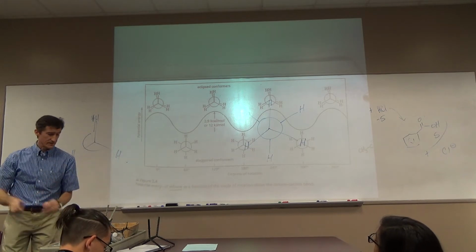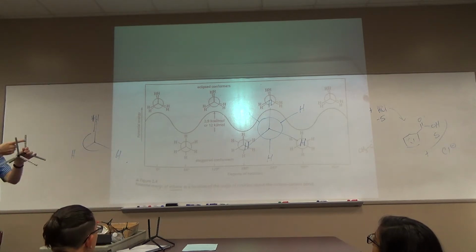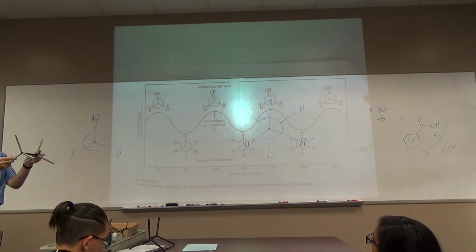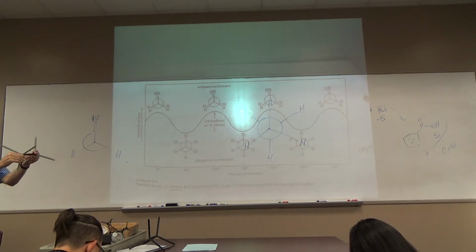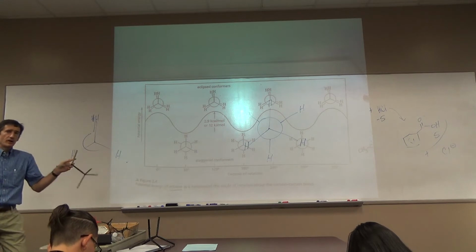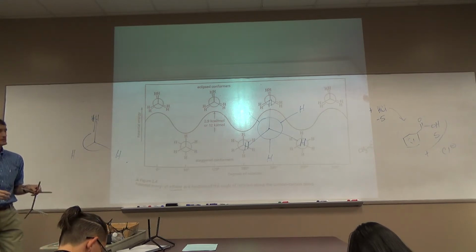Eclipsed is not good because of the H's. These are electrons in these bonds. They're close together when they're eclipsed, and that's not good. Eclipse is never good. Staggered is always better. If you rotate this a little bit, you get to staggered. The electrons are further apart. With the electrons further apart, the system is more at ease and lower energy.